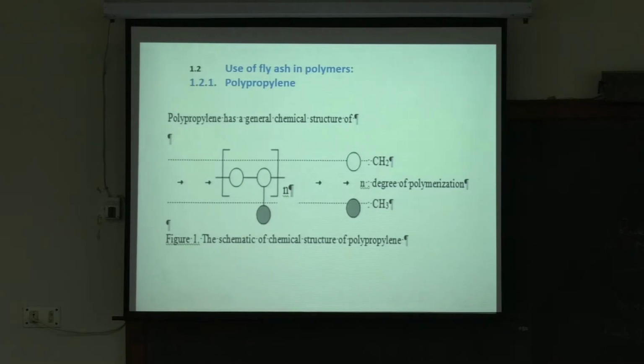All right, so you have CH2, CH3. N is the degree of polymerization. This is what N is. You put these things together, and this is the monomer, and put a number of them together. This becomes the polymer.